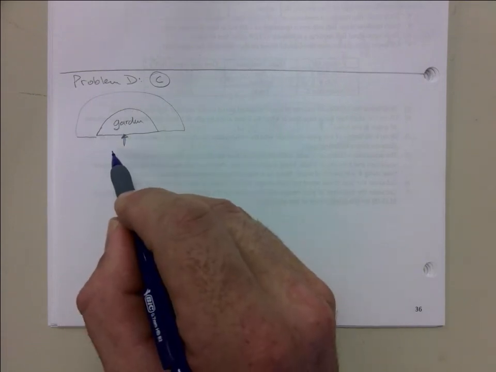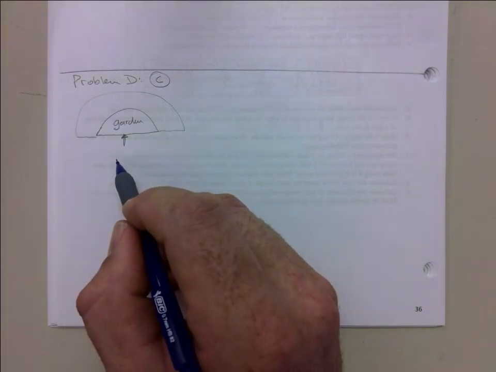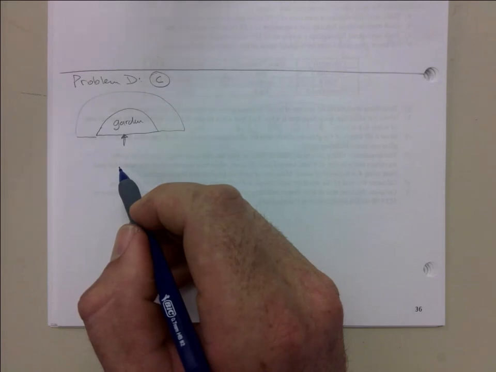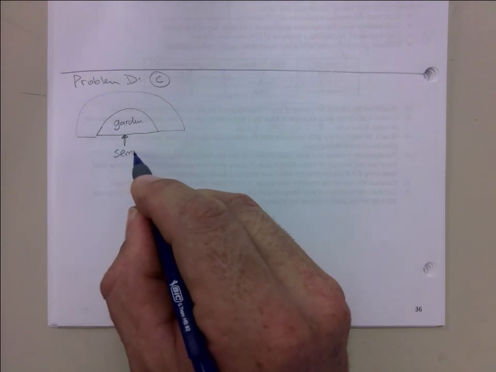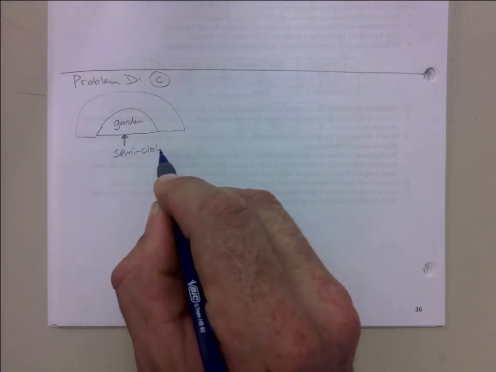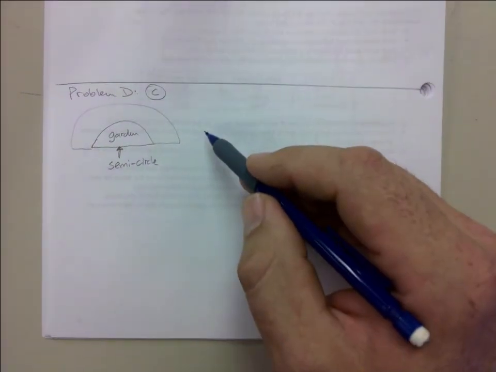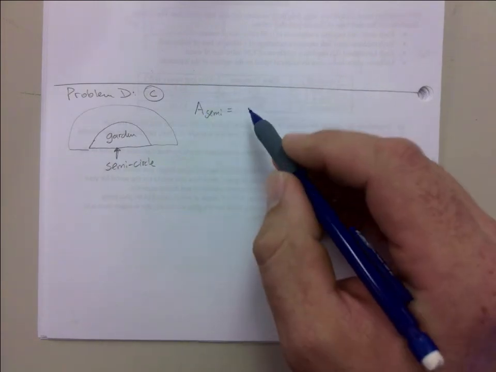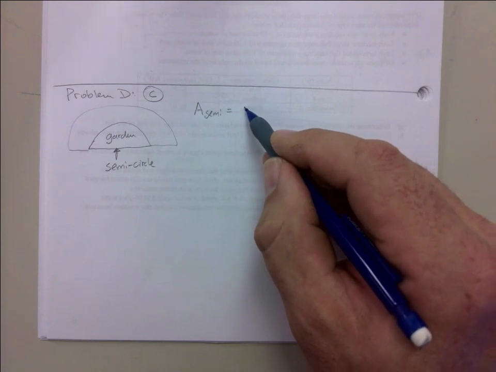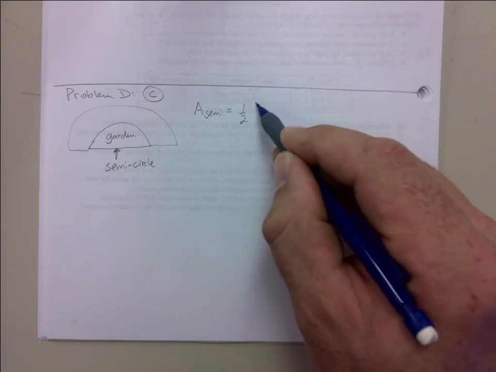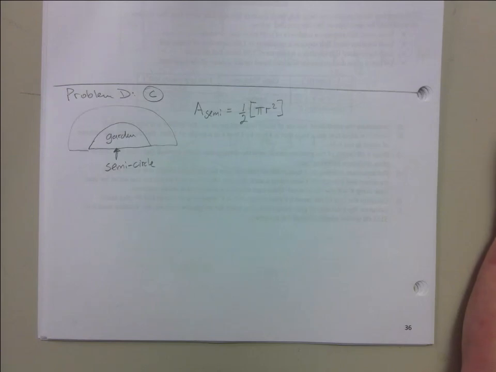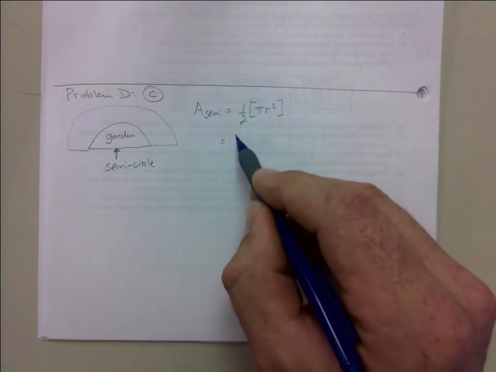What shape are you thinking of? Hemisphere. Hemisphere is 3D. Half of a circle. Semicircle. Okay? All right, so we need to figure out the area of that semicircle. What's the area of a semicircle? Half pi r squared, or pi r squared divided by 2. Just like that. Pi.